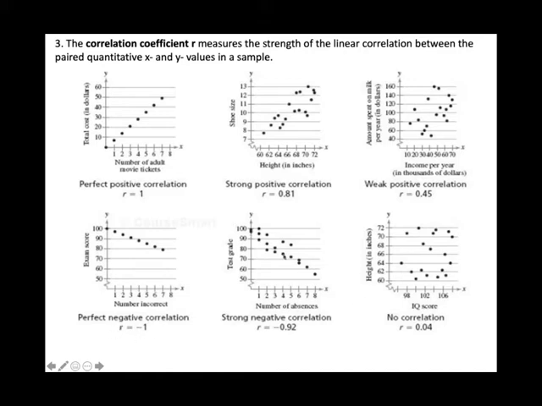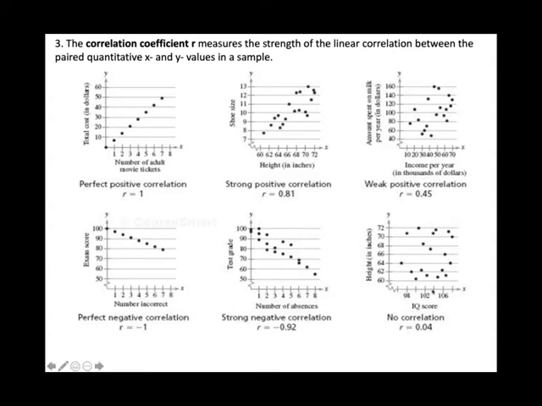And this one, when I draw the straight line, the points are really close to my line. And when you use the data to find R, that will be equal to -0.92. And -0.92 is really close to -1. So we say there is a strong negative correlation.